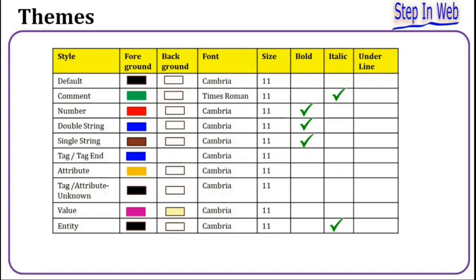I have changed all the settings of HTML, that is default, comment, number, double string, with the foreground. This is given in the table. Same way the background, what style I adopted, that I also gave, and what font I selected, and what font size I selected. Then whether bold, italic, underline are checked or not checked, that is also shown with a tick mark.